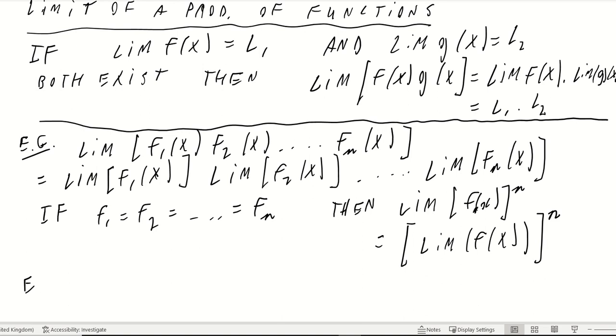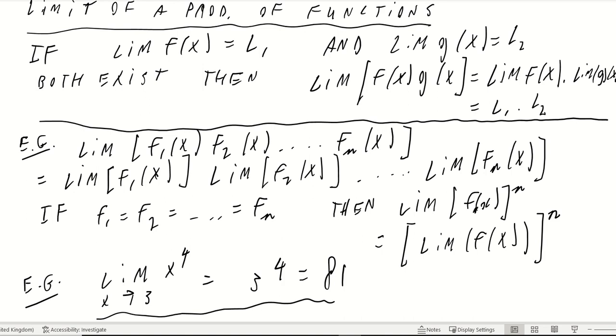So this is handy. An application of this is if we want to get the limit of x to the 4 as x approaches 3. This is like a function x multiplied by itself 4 times, so x to the 4. So all we have to do is sub in 3, and you can just get 3 to the power of 4. This is essentially an application of this nice result that we had here.